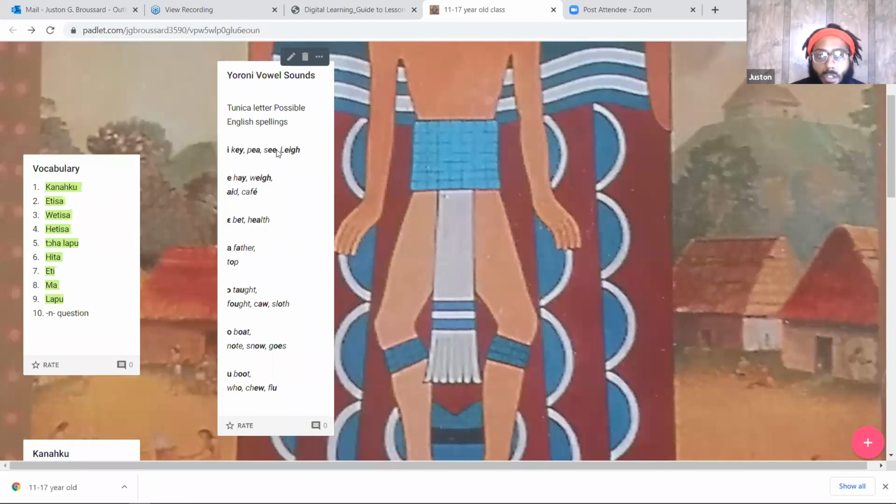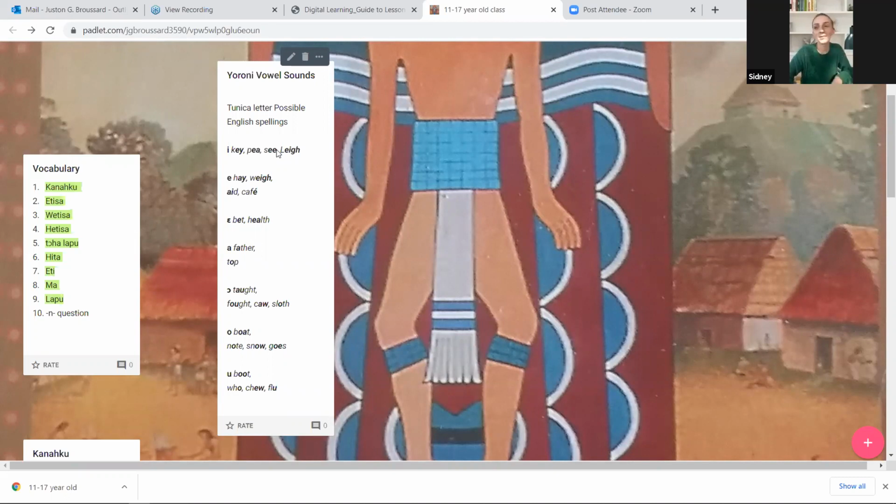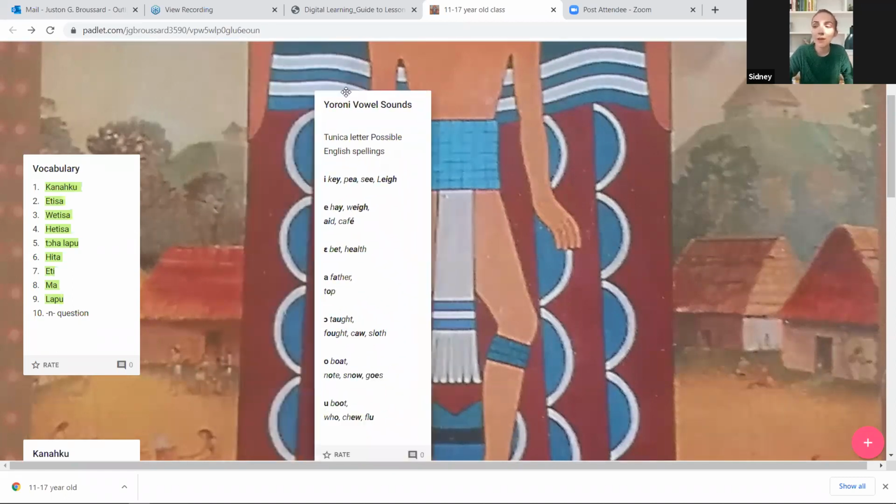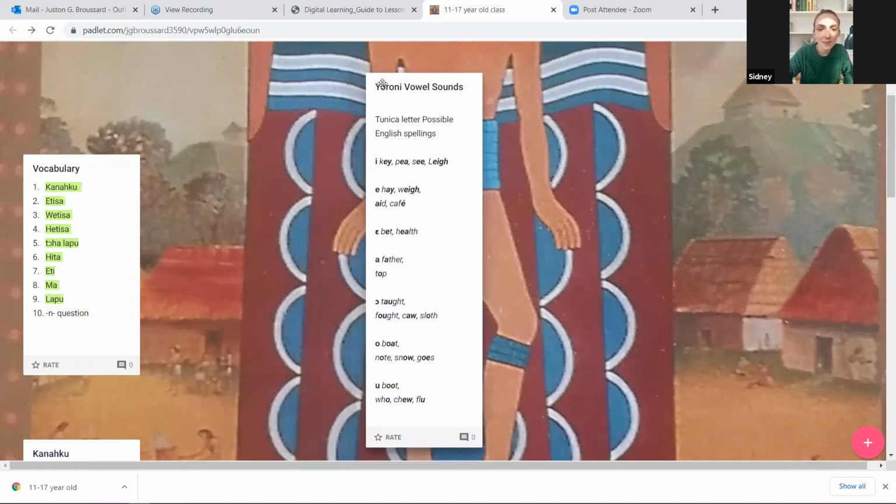So Tunica has a lot to do with the vowel sounds. Oh, go ahead, Sydney. I didn't want to cut you off. I was going to say, when we ask each other, Kanak Hetisa and Waitisa, if I'm asking Justin his name, I would ask Kanak Waitisa. Waitisa is when you ask a male, and then he would ask me, or ask a female, it'd be Kanak Hetisa. You can see vocabulary 2 and 3, Waitisa and Hetisa.